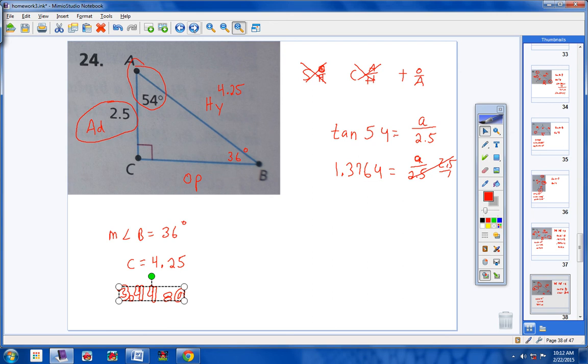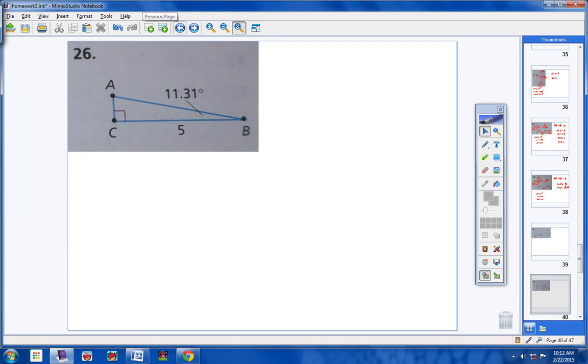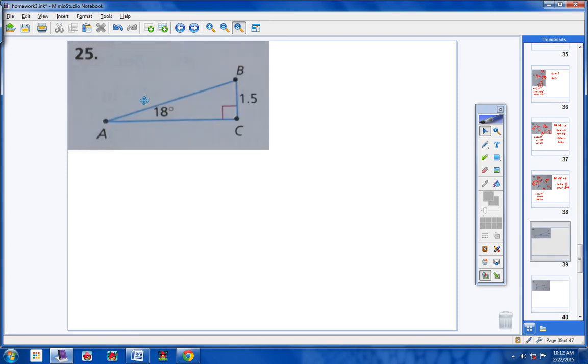Okay, moving on to 25. But I really wish they would give us the length of a hypotenuse. They're just not going to do that. Okay, that's fine. I wish they'd had a little more variety in these problems, but that's the way it goes. Alright, number 25.